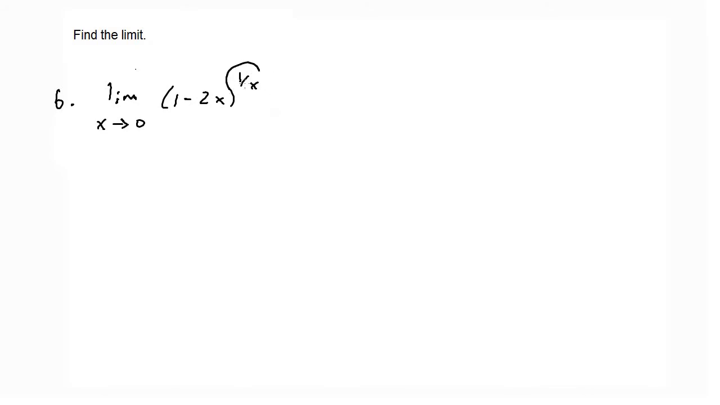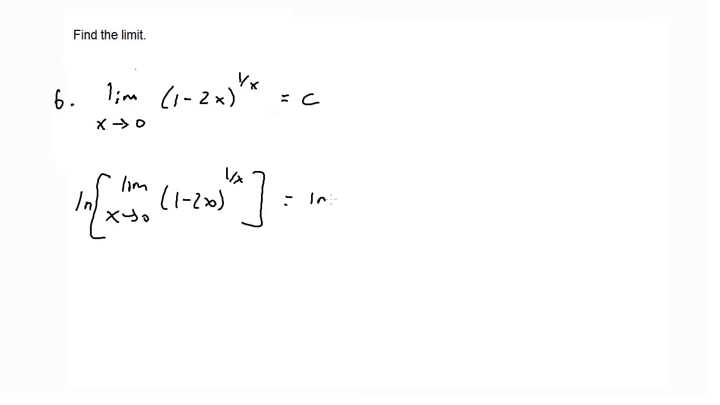Now whenever you have an exponent that includes a variable like x, it's probably a good idea to use this process. The first step is to set the limit equal to some variable. Let's just call it c, because we know that the limit is going to equal some value, and in this case we put it as c. The next step is to take the natural log of both sides of the equation. So we have the natural log of the limit as x approaches 0 of 1 minus 2x raised to the 1 over x power, and that's going to equal the natural log of c.